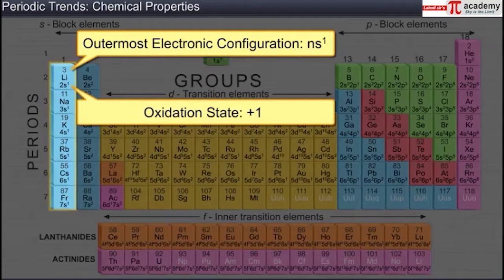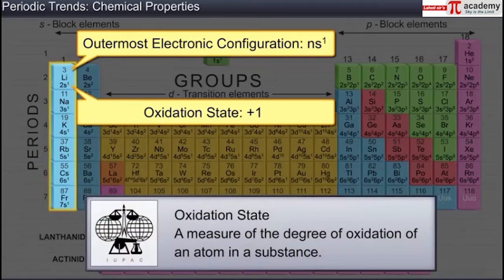Oxidation state is one of the periodic properties of an atom. According to IUPAC, an oxidation state can be defined as a measure of the degree of oxidation of an atom in a substance.